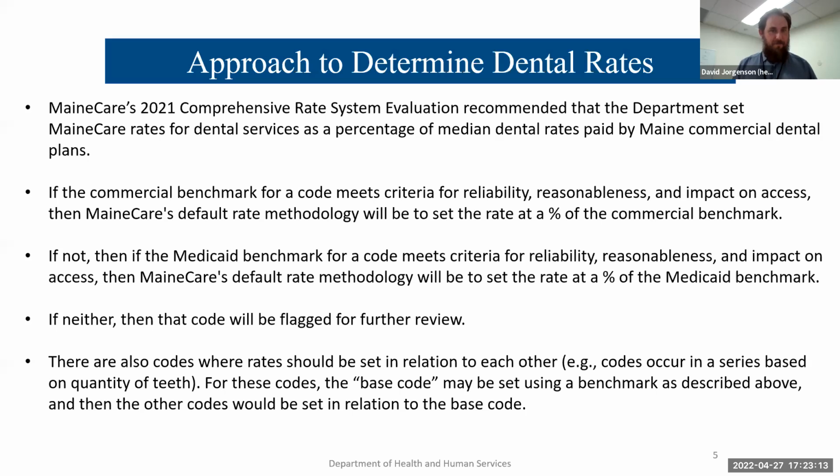If neither benchmark was available for some reason, then we would take that back for further review and determine a different methodology for determining the rate. There are codes where the rates are set in relation to each other, whether that's a quantity of teeth, the age of the patient, or so on. Then we did a further review of those codes to make sure that the relationship was consistent. If the benchmarks led to an inconsistent relationship, then we would adjust one or more of those rates so that the progression through the series made sense.